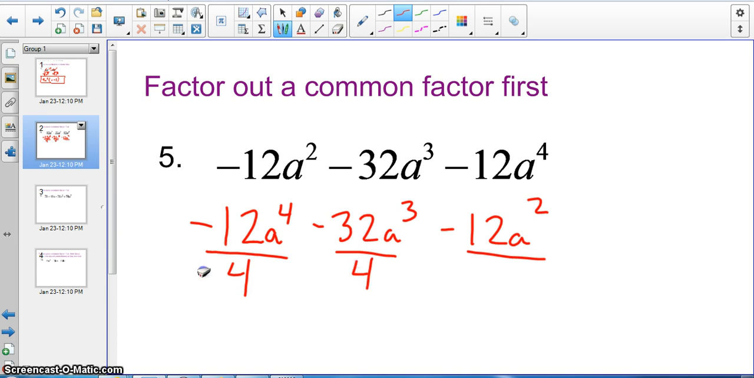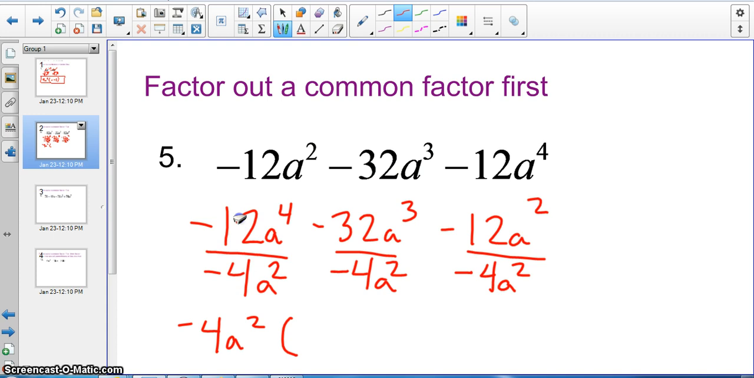Now we always want our term with the highest exponent to be positive, so I'm going to take a negative 4 out because that's going to make this a to the 4th a positive number. Now also, how many a's do they have in common? They all have an a. This one has 4, this has 3, that has 2. So the highest number they all have in common is 2 of them. So negative 4a squared is my greatest common factor, my GCF.